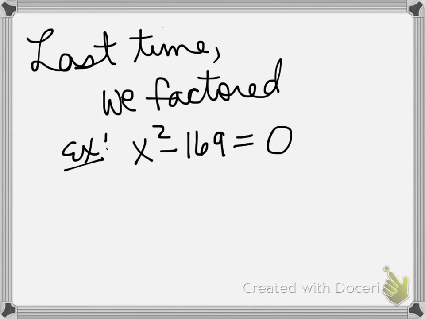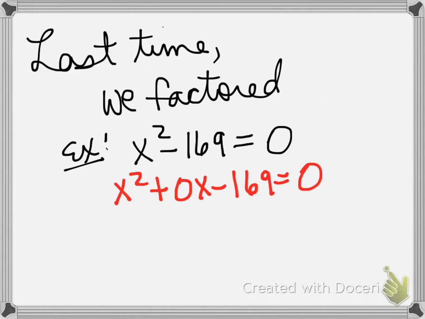When we factored this, we said x squared plus 0x minus 169 equals 0. We put in the 0x because there is no b here. We're missing the b that goes with the bx. So we're looking for something that multiplies to 169 and adds to b, 0. So the factors that are going to work are going to be positive and negative 13.